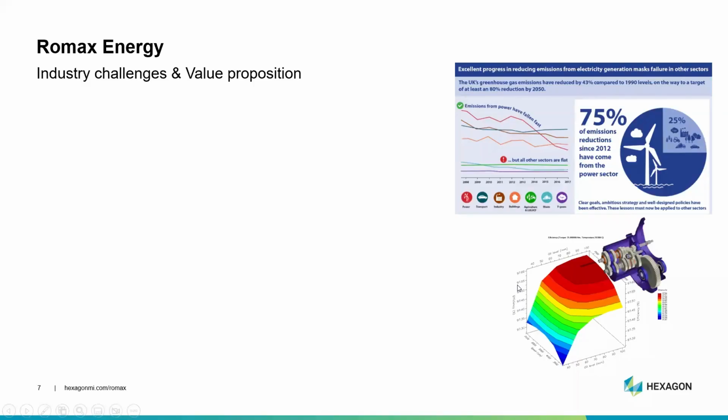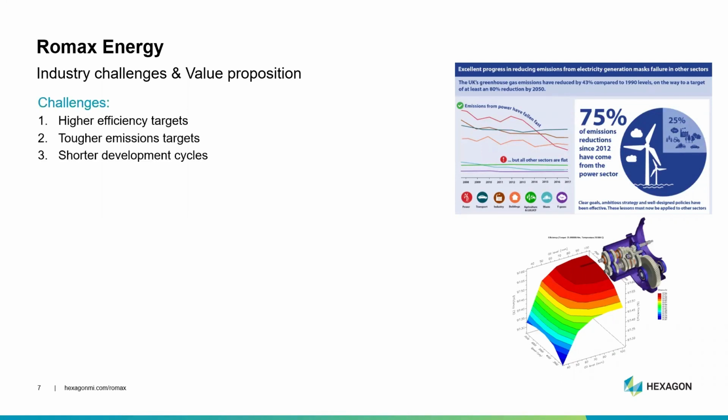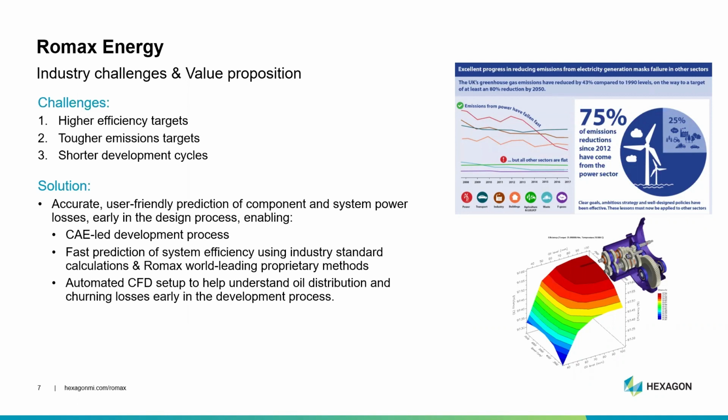So, key functionality in Romax Energy. Romax Energy has been set up to meet challenges facing the industry today. Challenges like higher efficiency targets, tougher emission targets, electric vehicle energy consumption targets, and shorter development cycles. We achieve the solution by accurate and user-friendly prediction of component and system power loss early on in the design process.